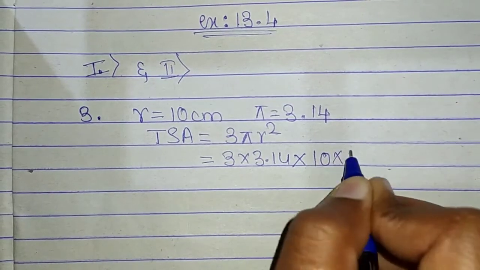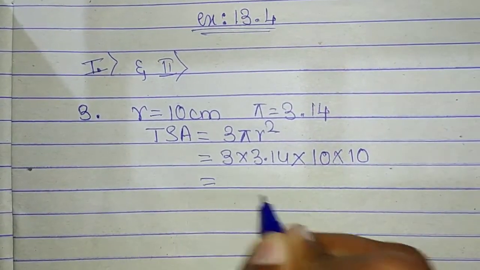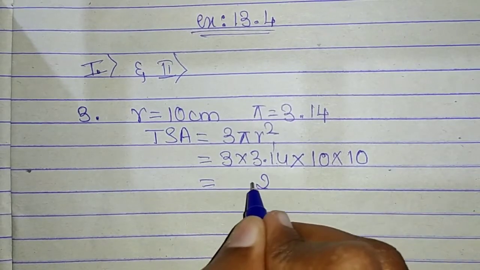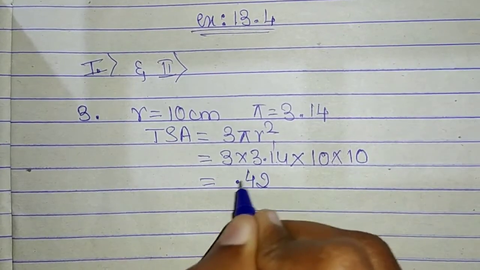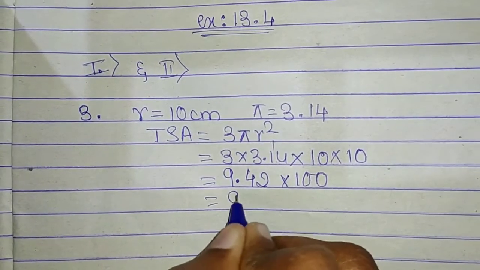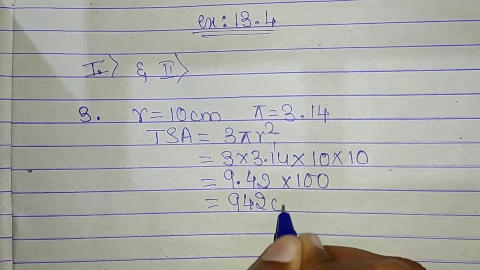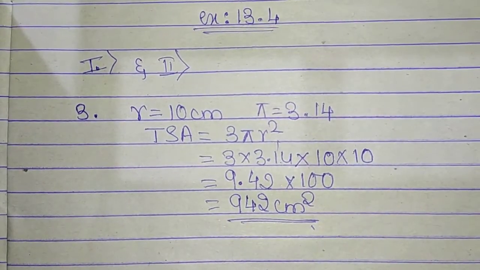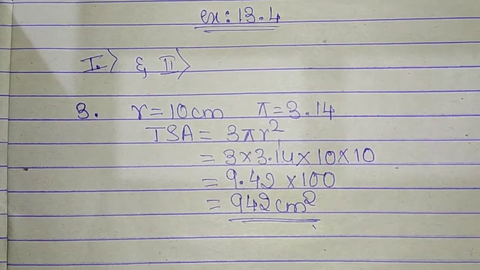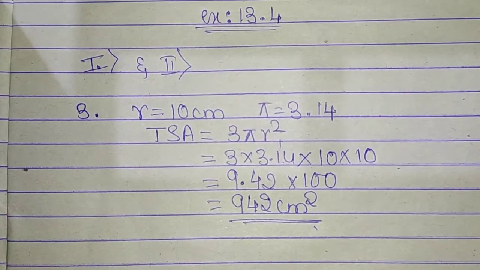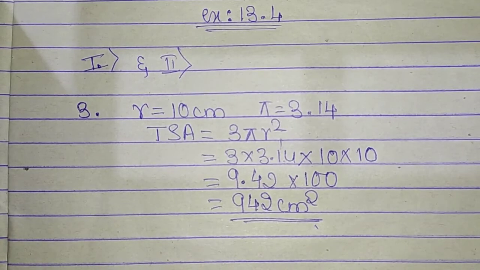10 into 10. So this is nothing but 3 fours are 12, 1 carry, 3 ones are 3 plus 1, 4, 3 threes are 9, into 100. So this is equal to 942 centimeters square. So this is the total surface area of the hemisphere whose radius is 10 centimeters.